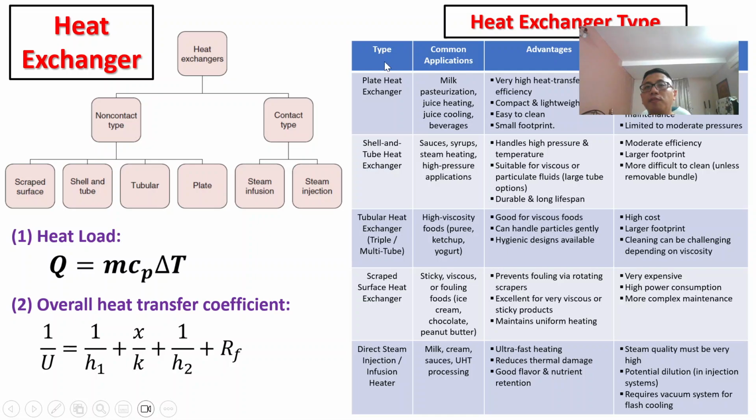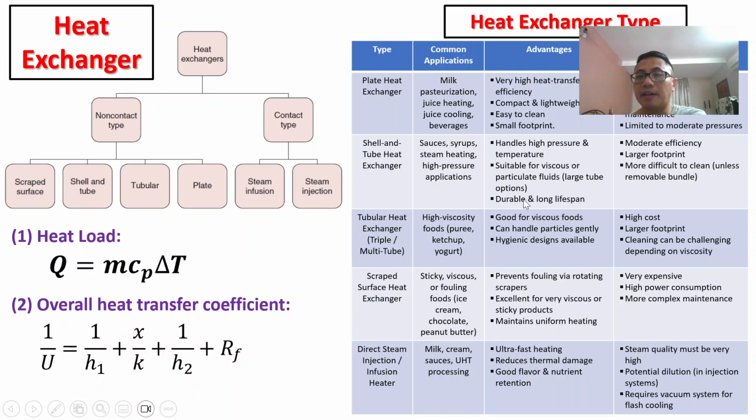There are a few types of heat exchangers we discussed in the lecture. We have the plate heat exchanger, shell and tube heat exchanger, tubular heat exchanger, scraped surface heat exchanger, and direct steam injection or infusion. So a few examples here. Sorry, I think I've already changed, but these are a few examples for food applications.